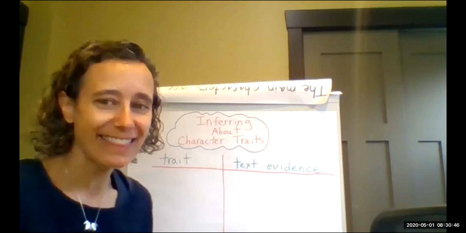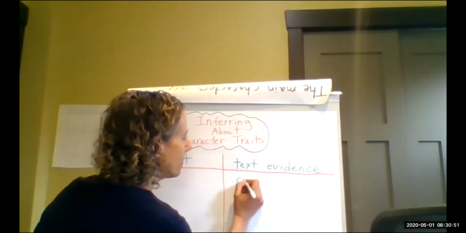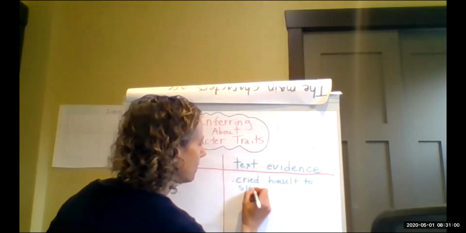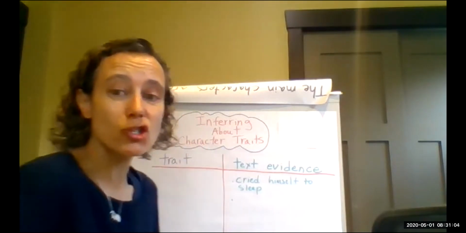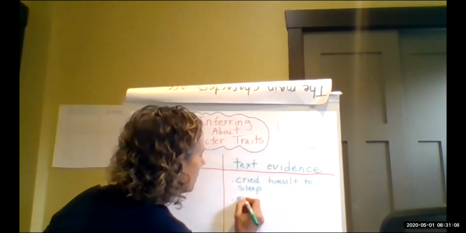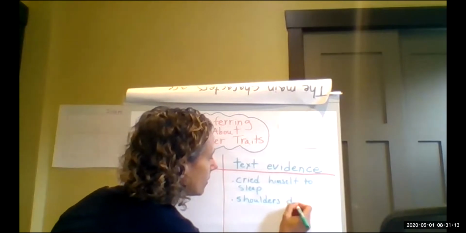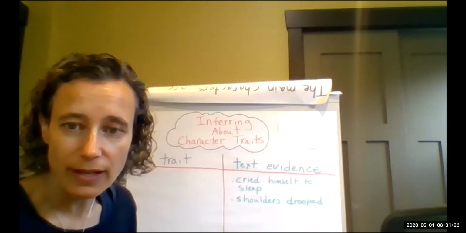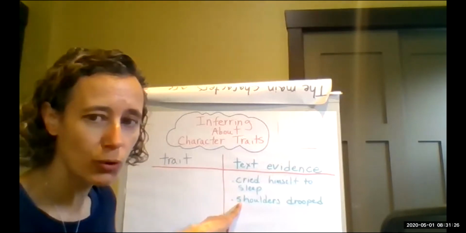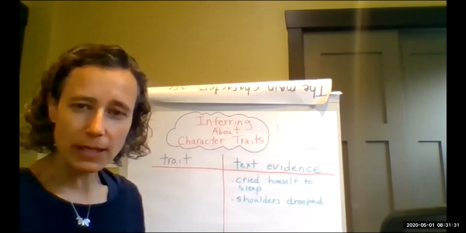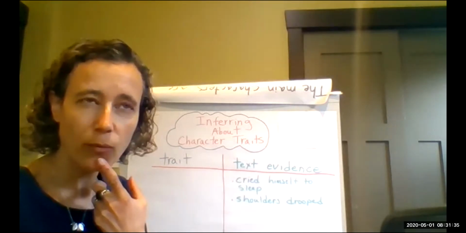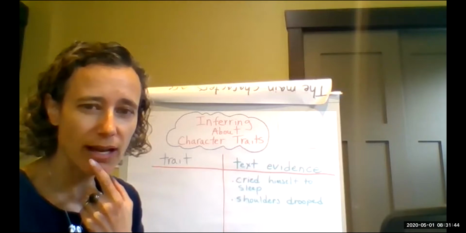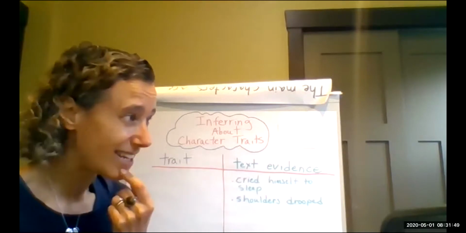Okay, so in that line of text, Pepe cried himself to sleep, and Pepe's shoulders drooped a little. These are actions of Pepe's. He's crying and his shoulders are drooping. Now I'm thinking as a reader, why is this happening? Well, I remember that his father is ashamed of him. His father says, "You belong to the streets." And so I can imagine that that's why he's crying and why his shoulders are drooping.